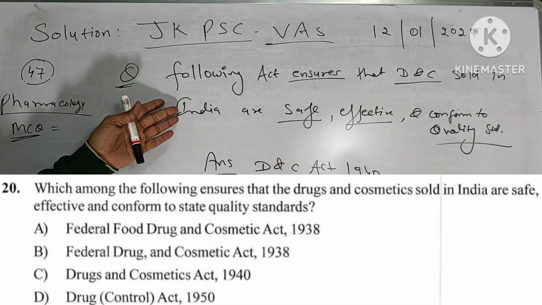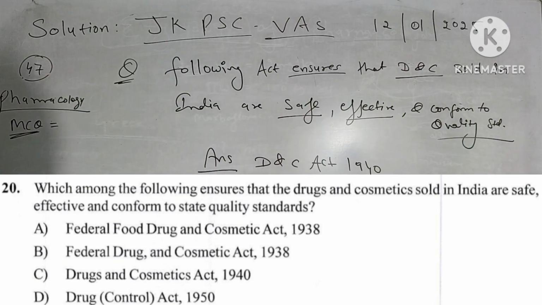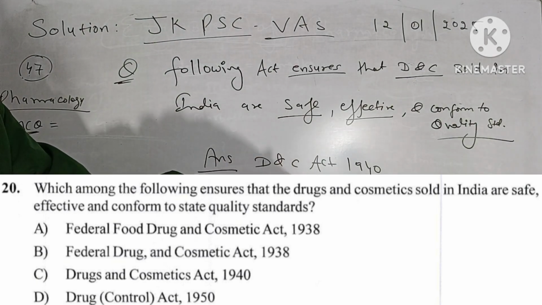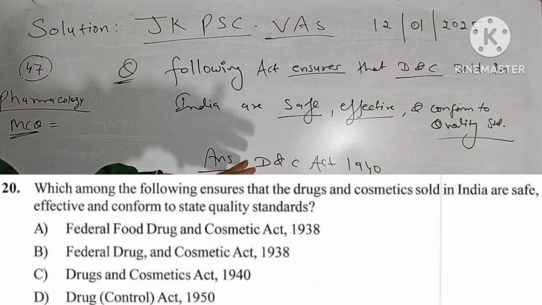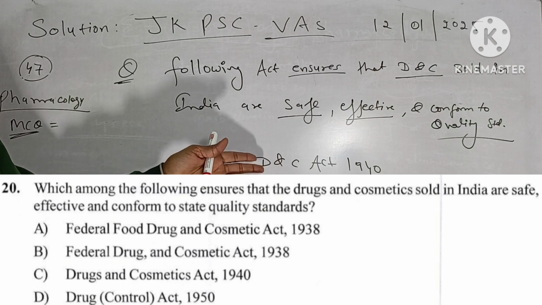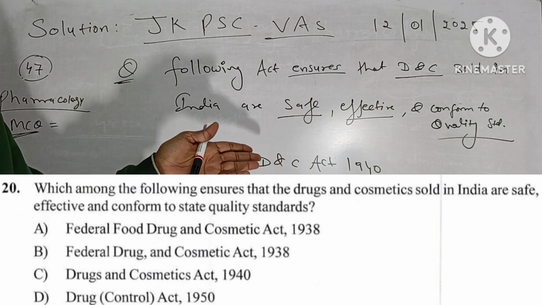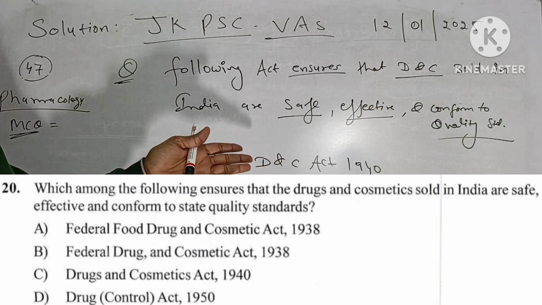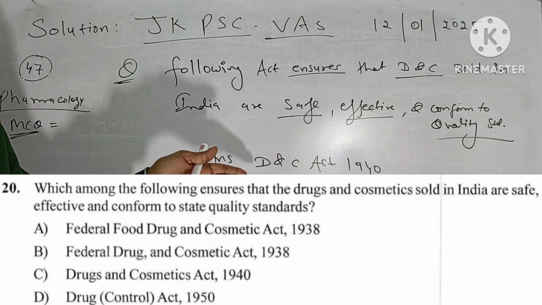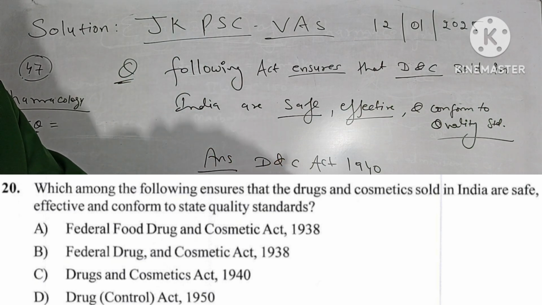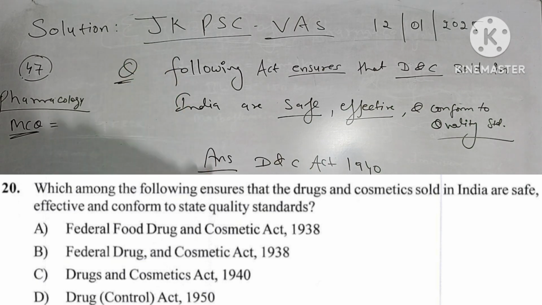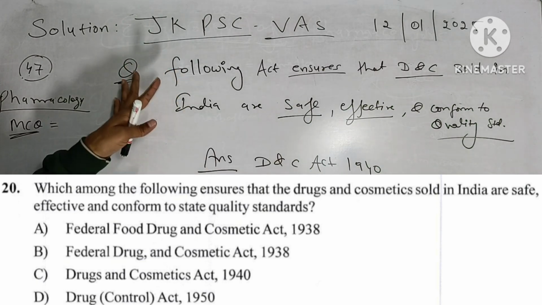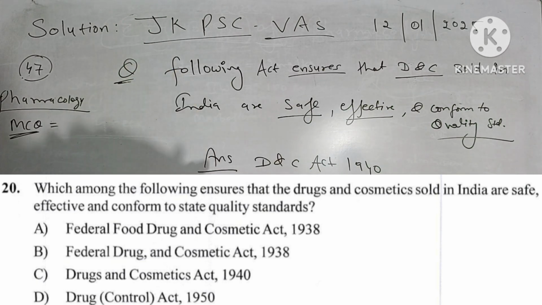Next question is related with the Drug and Cosmetic Act 1940. This act, as I explained in my theory lectures, came with the effort of Colonel Ramnath Chopra, who was the chairman of the drug inquiry committee, and through his efforts and recommendation this act came in 1962. So 3 MCQs were asked in this exam from this topic, Drug and Cosmetic Act.